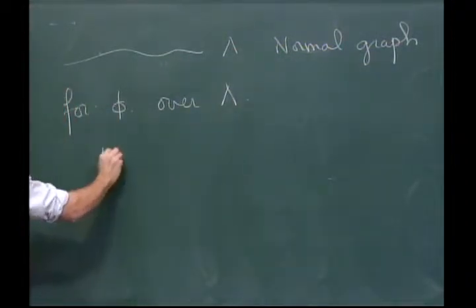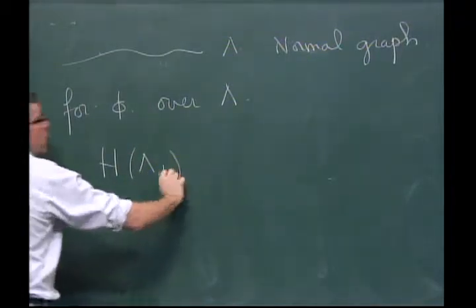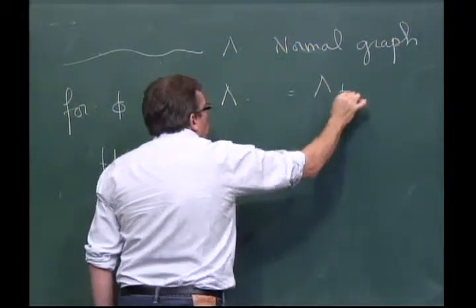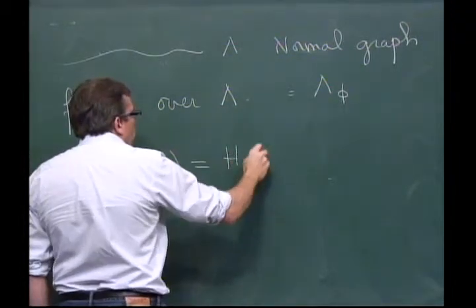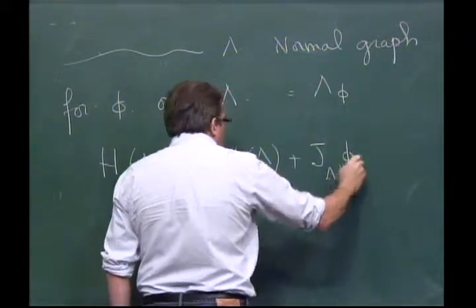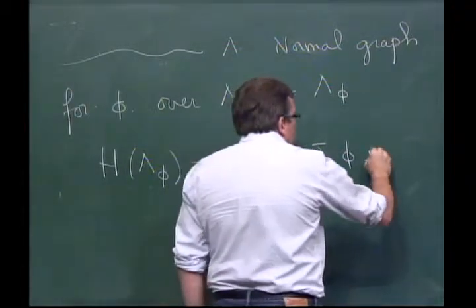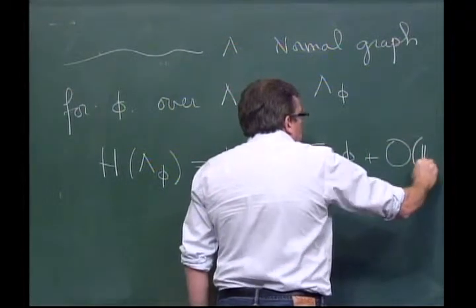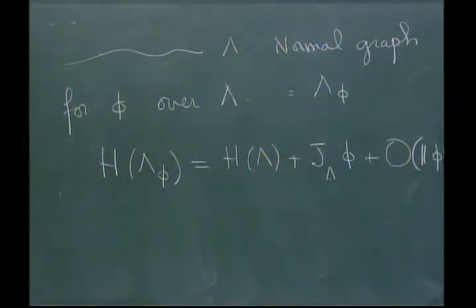You call the mean curvature of this normal graph lambda phi. When you expand this, you find that this is the mean curvature of lambda plus the Jacobi operator applied to phi. This is a Taylor expansion in powers of phi, and the next term is quadratic in phi, so it depends on the norm of phi squared. The norm of phi depends on the function space where you choose the function phi.